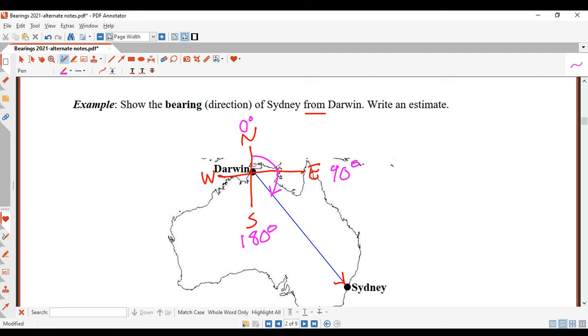Okay, so now let's estimate it again. Just for this example, we'll say it's about halfway between the 90-degree line and the 180-degree line. We know that this is a 90-degree angle here, so half of 90 is 45. So 90 plus 45 is 135. So I'm going to say that this angle here is 135 degrees, approximately.